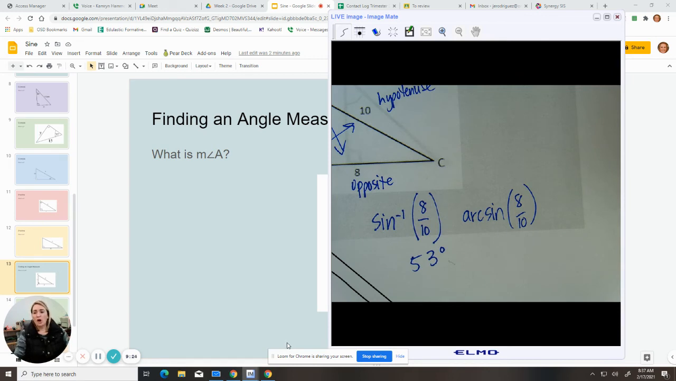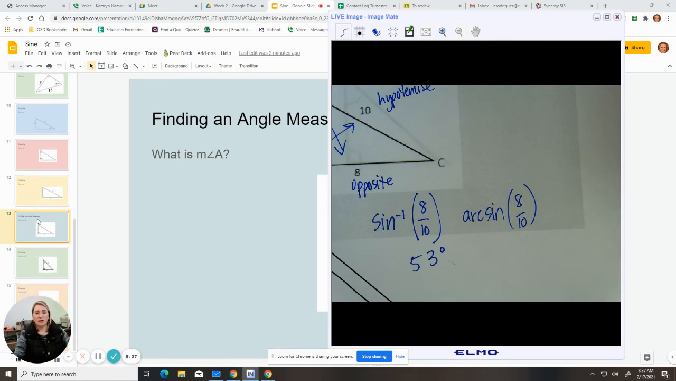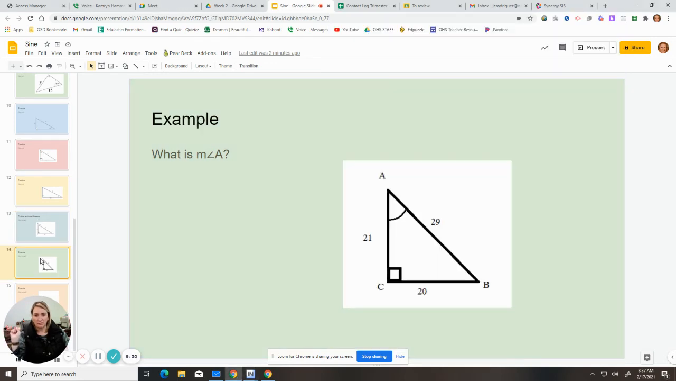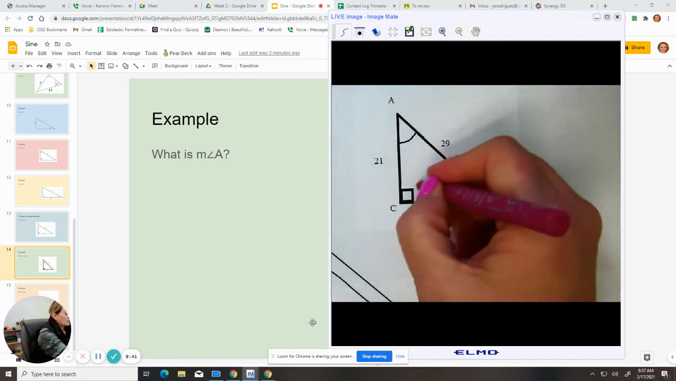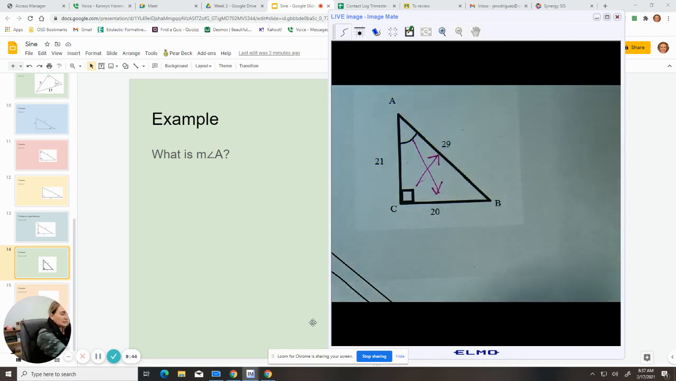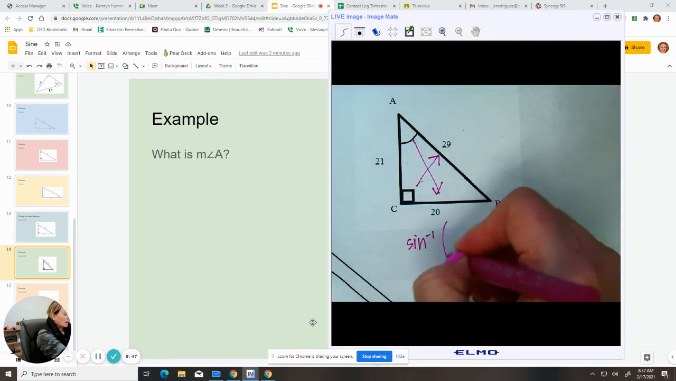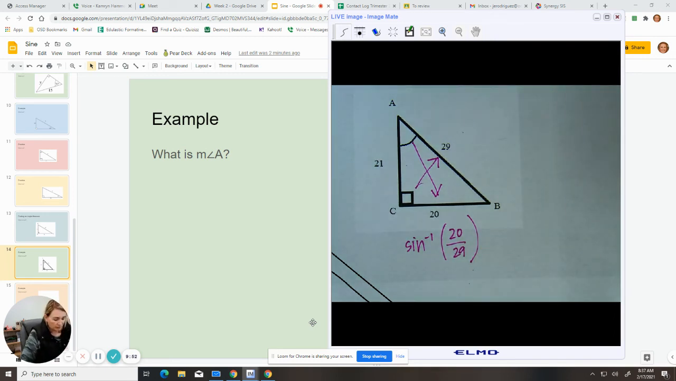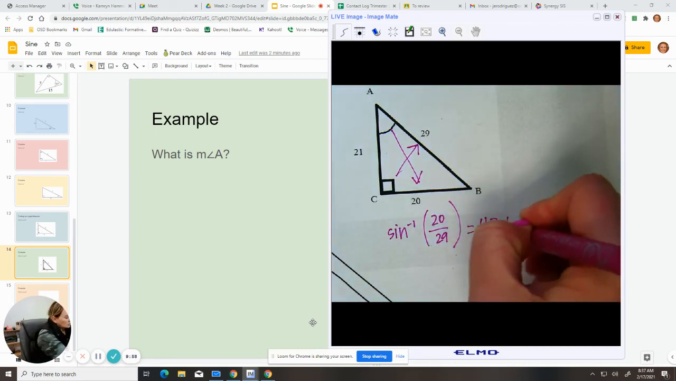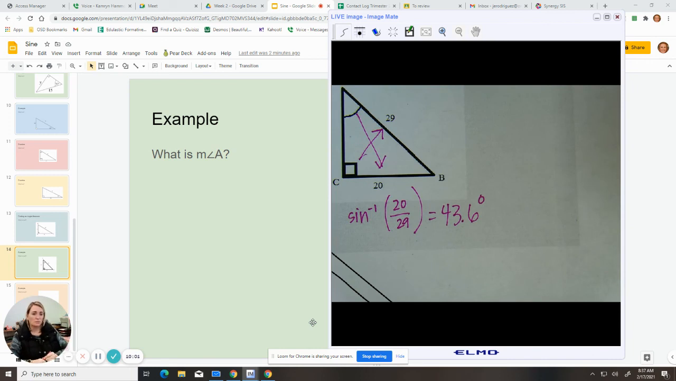Okay, so the hardest part is making sure that you are remembering that inverse sine because that's going to make the difference. Okay, so again, for this one, we're looking for angle A. So if I pull this up, looking for angle A, we know that this is our hypotenuse. We know that this is our opposite. So we would say our inverse sine of opposite over hypotenuse. And again, I would hope that you are plugging these in with me to make sure that your calculator is doing the same as mine. So this one would be 43.6 degrees.